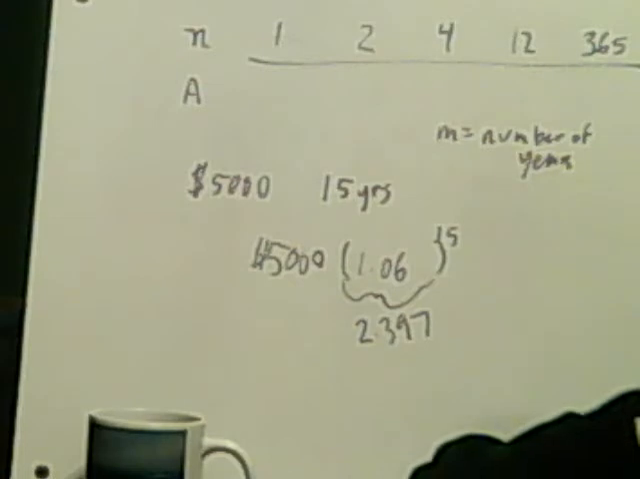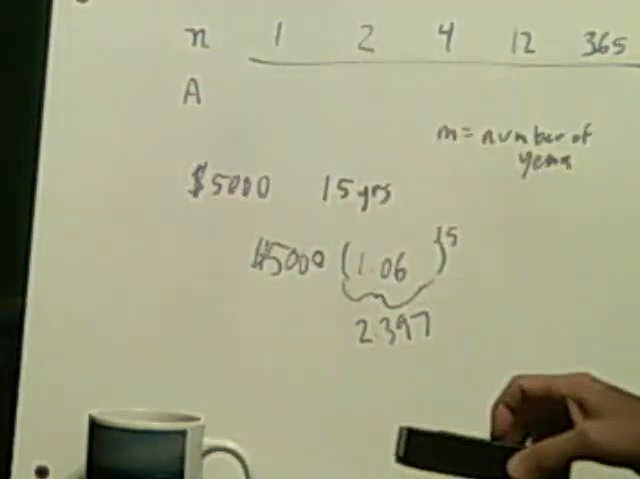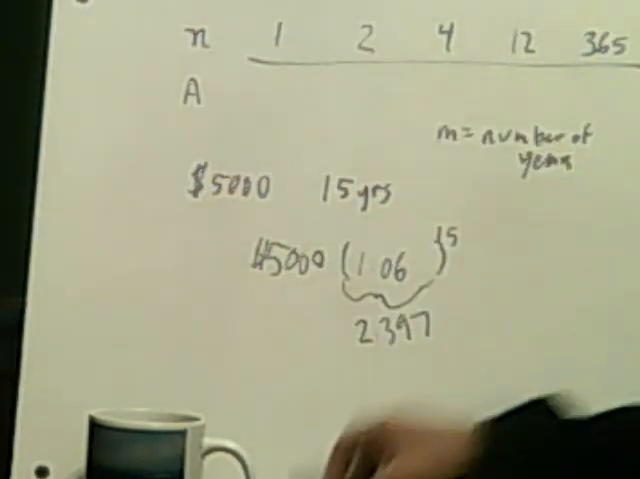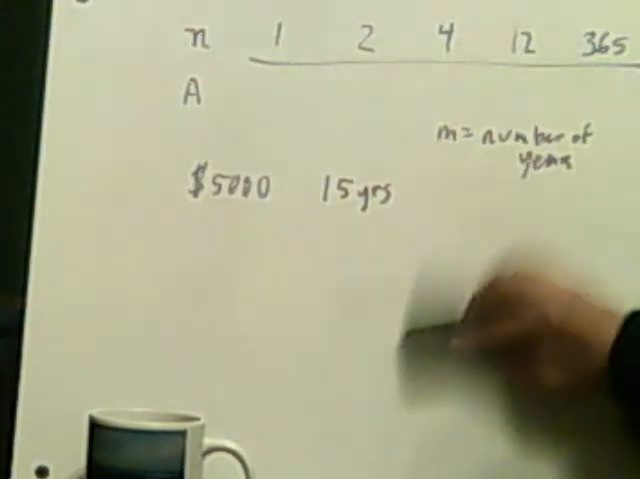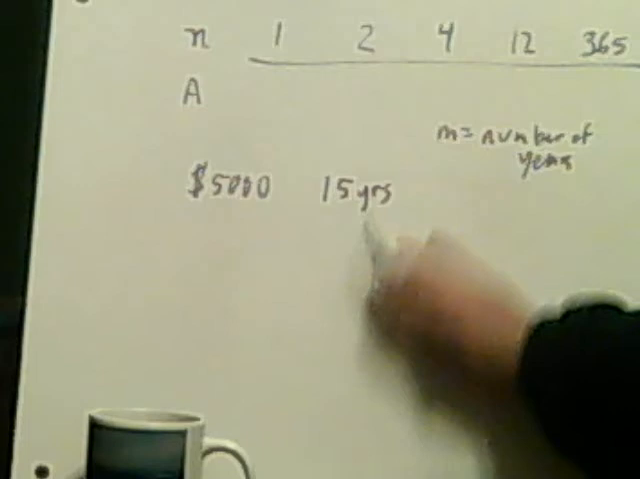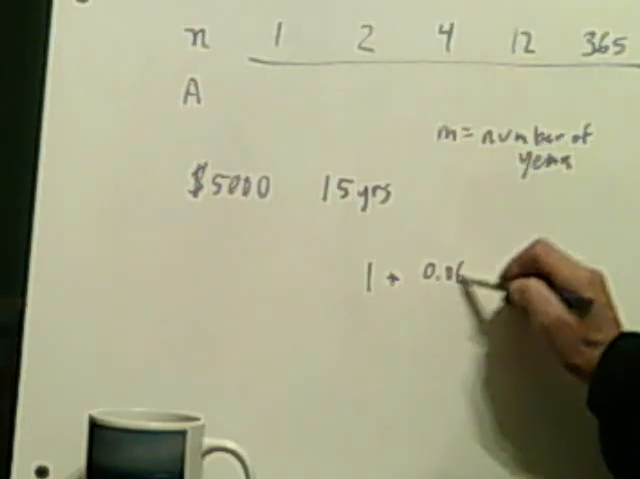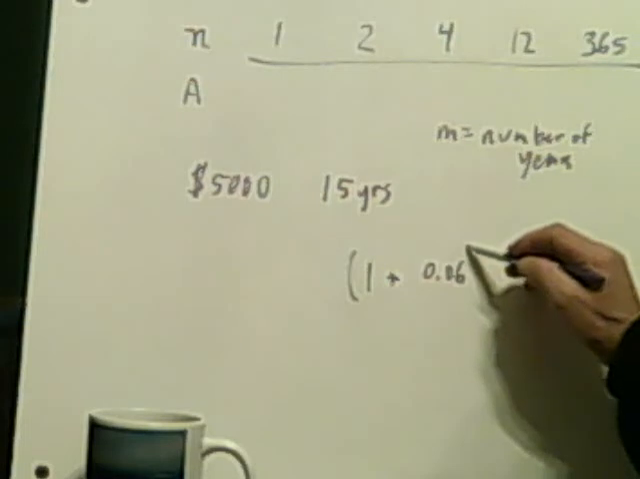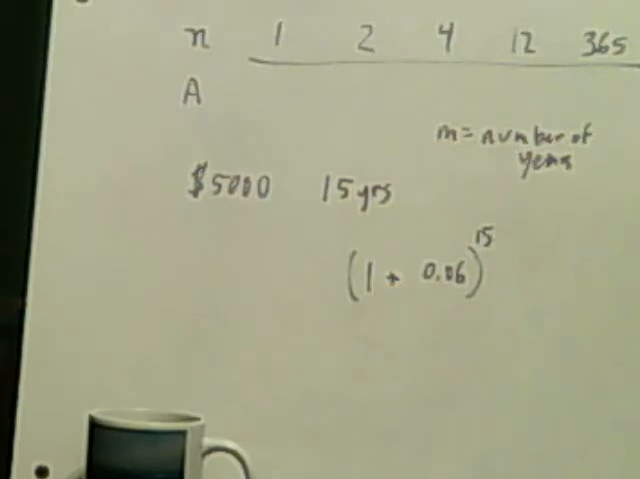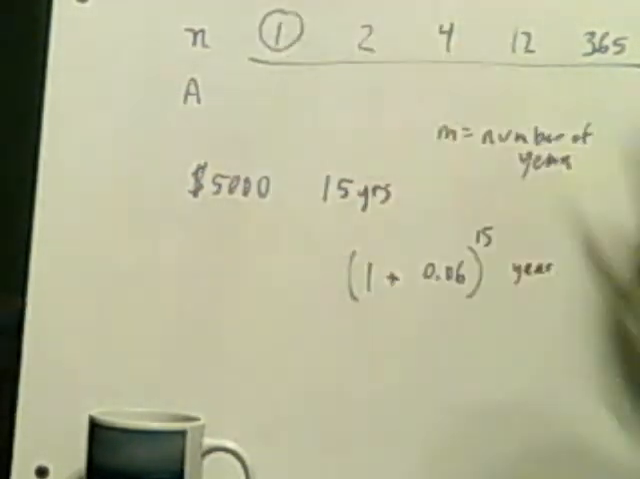Now, if it were compounded twice a year, then this formula is going to change. So, and this probably was in this chapter, you take 1 plus 0.06, raised to 15 after 15 years. That's if it's compounded yearly, which is the so-called n equals 1.